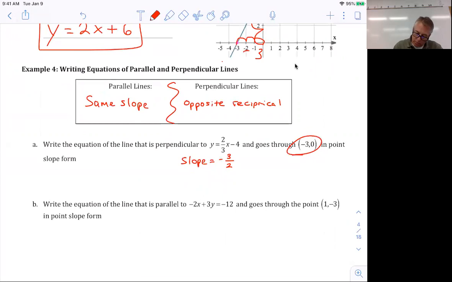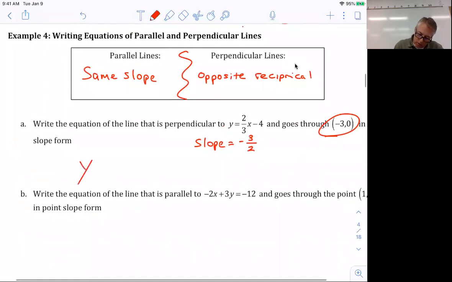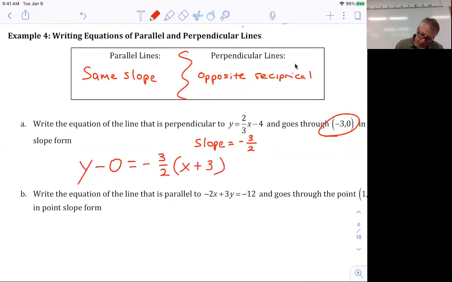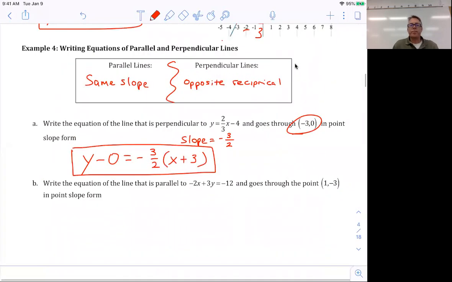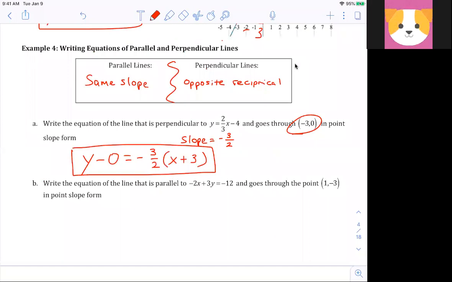So in writing it in point-slope form, I have my y minus my y value equals my slope, which is -3/2, times x minus -3, which is x plus 3. And you wouldn't need to write the -0. That's kind of silly to write in math. I just put it there to help you with the notes so you realize that's where that came from. If we leave it, will it be marked off? No, either way it would be fine. Okay.